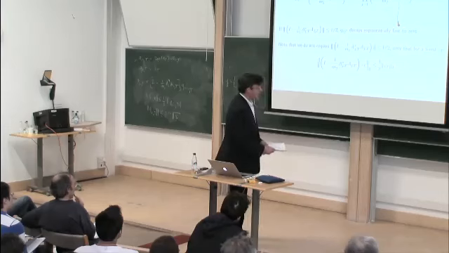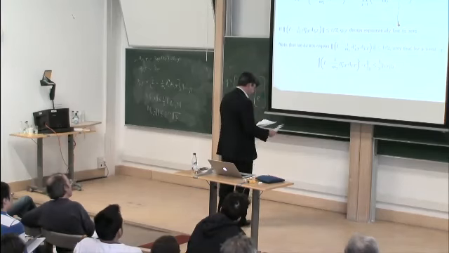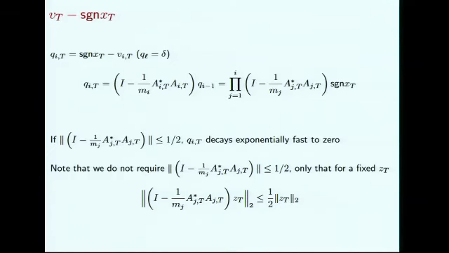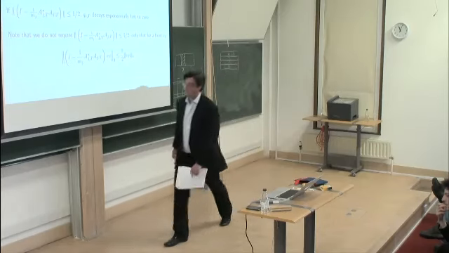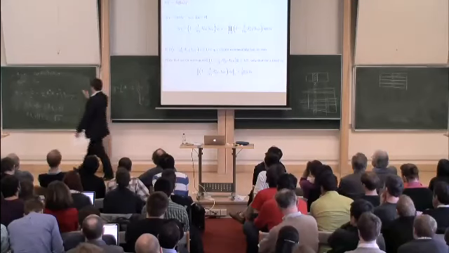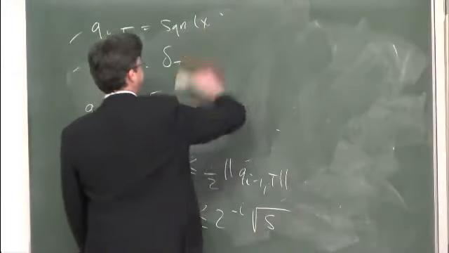Okay, now we have the last condition to check, and the last condition to check is that V is small outside of the support set T.